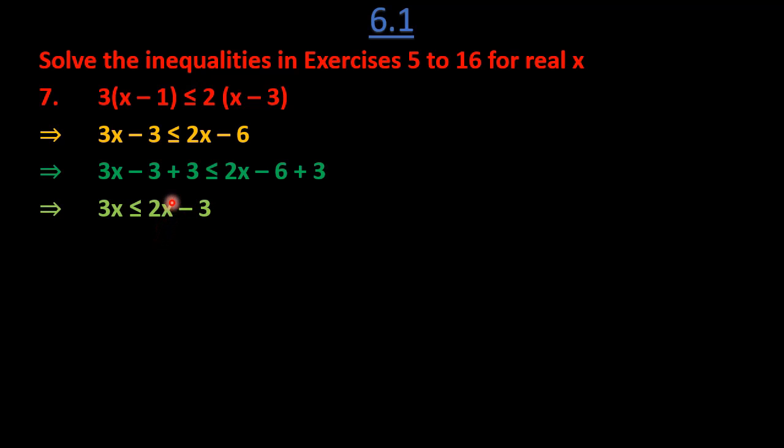Then 3x less than or equals to 2x minus 6 plus 3 is minus 3. Then we try to eliminate this 2x from right hand side. So we add minus 2x to both sides. So 3x minus 2x less than or equals to 2x minus 3, then minus 2x. So from the right hand side, 2x will get eliminated. And here 3x minus 2x is x less than or equals to minus 3. So here this minus 3 will also be included. So one side it will be closed and another side it will be open interval.